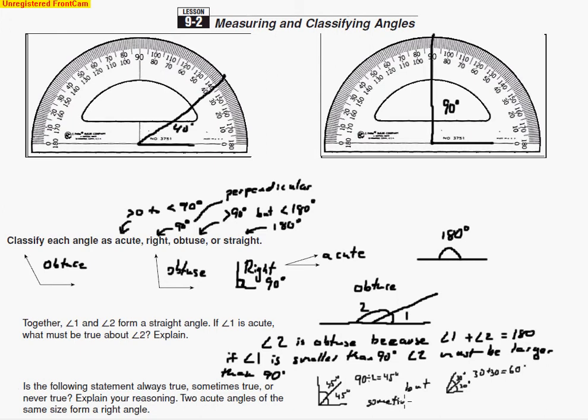Sometimes, and our explanation is in our example here, that two 45s equal 90, but two 30s don't equal 90. So we would say not all equal acute angles add to 90 degrees. Only one set, and that would be the 45 and 45. So that is the lesson on measuring and classifying angles. Good luck on tonight's homework.